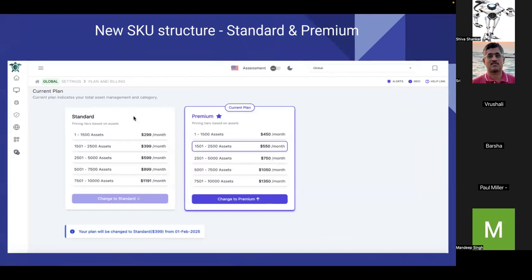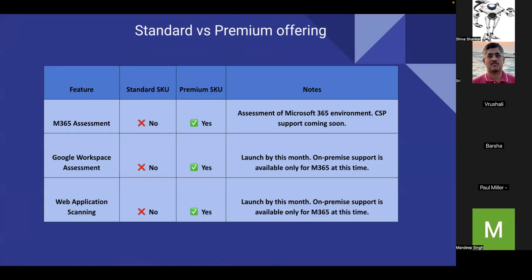So standard and premium, again, in your plan and billing section, you have these details. It will be there on admin login. So you should be able to see this. And from here, you should be able to change between the 2 plans. Either you can upgrade to premium, or if you want to downgrade to standard, you can do that from the portal itself. Now, as I said, part of the premium offering is M365, Google Workspace, and web application.